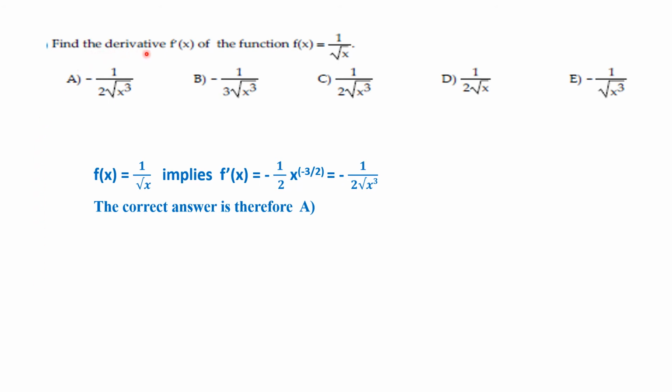Find the derivative f prime of x of the function f of x equal to 1 over square root of x. What we have is f of x equal to 1 over square root of x. This implies that f prime of x is equal to negative 1 over 2 x to the power negative 3 over 2. That could be written as negative 1 divided by 2 multiplied by the square root of x cubed. If we look into the possible answers, A is the choice. So the correct answer is indeed A.